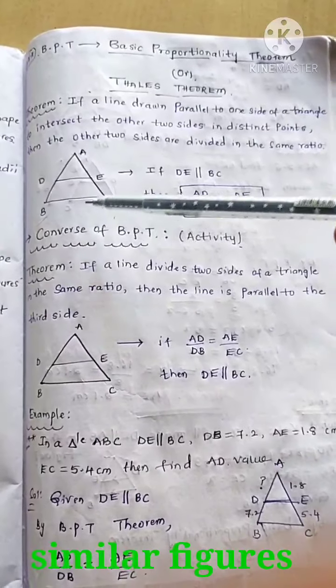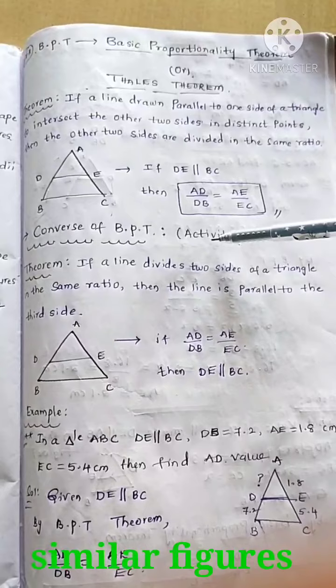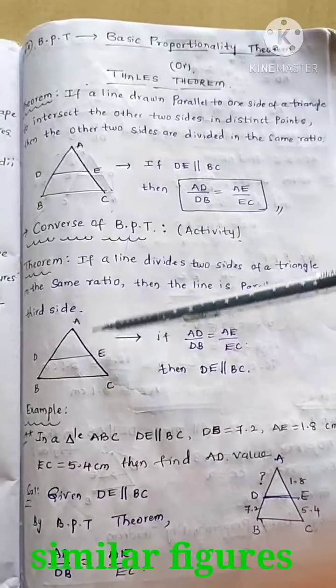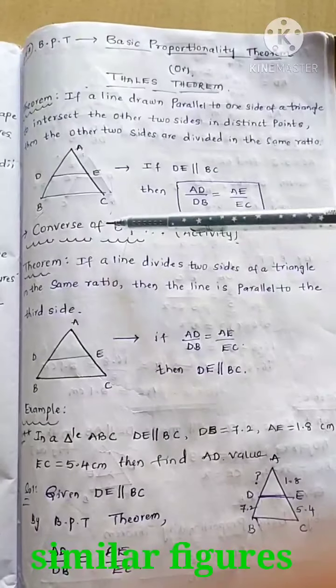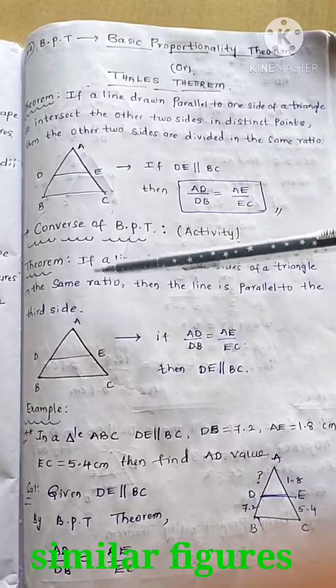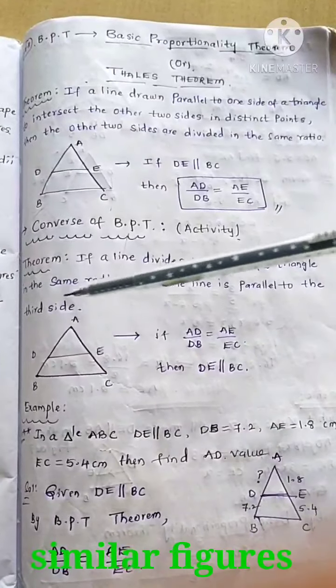Okay. Now the converse of BPT, activity, is it written? It is not in the syllabus this time. It is just under activity or project work, but write it in your fair notes, it does no harm. Converse of BPT: if a line divides two sides of a triangle in the same ratio, then the line is parallel to the third side.